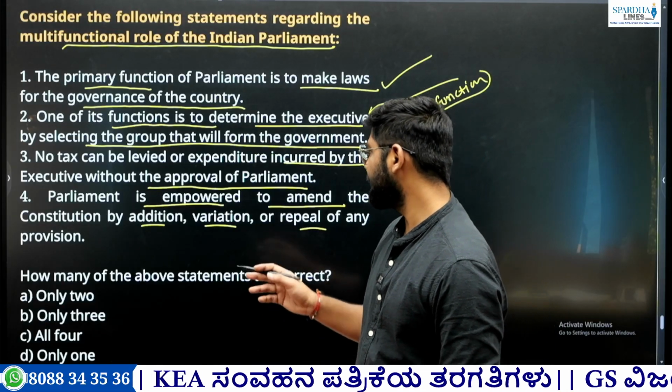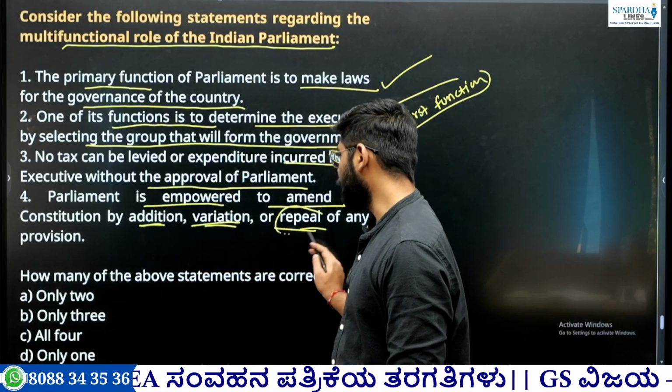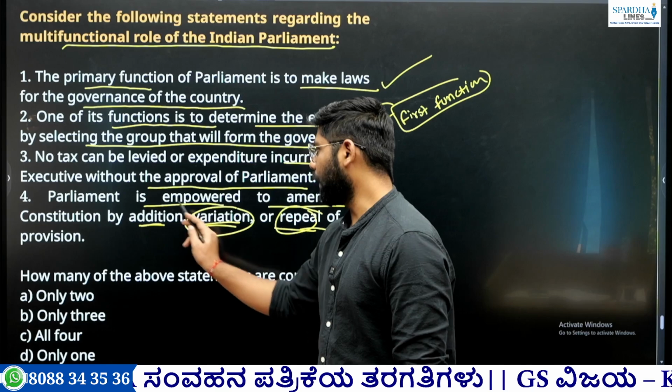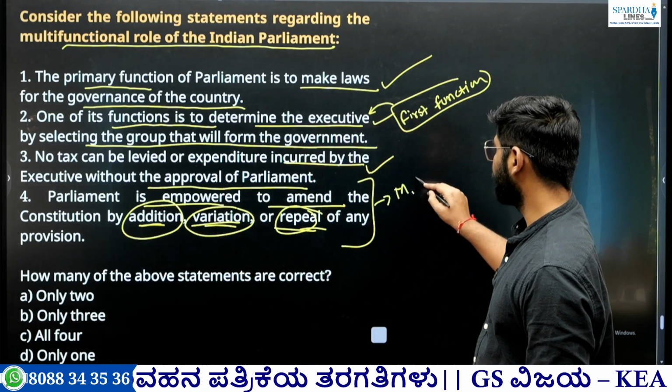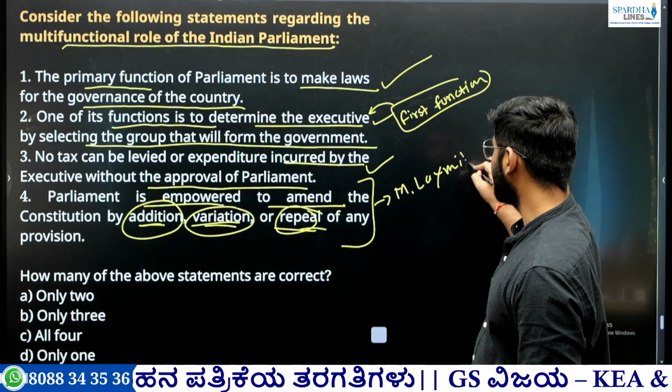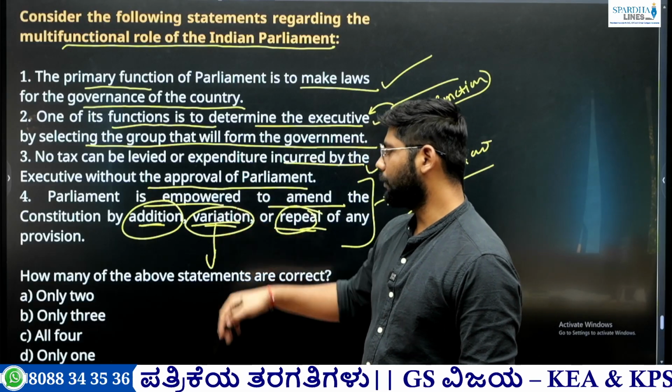Then the last one, Parliament is empowered to amend the Constitution by addition, variation and repeal. This is a 2024 statement, and this is the direct line from M. Laxmikanth. This is directly written as it is in M. Laxmikanth. So don't get confused here about variation.